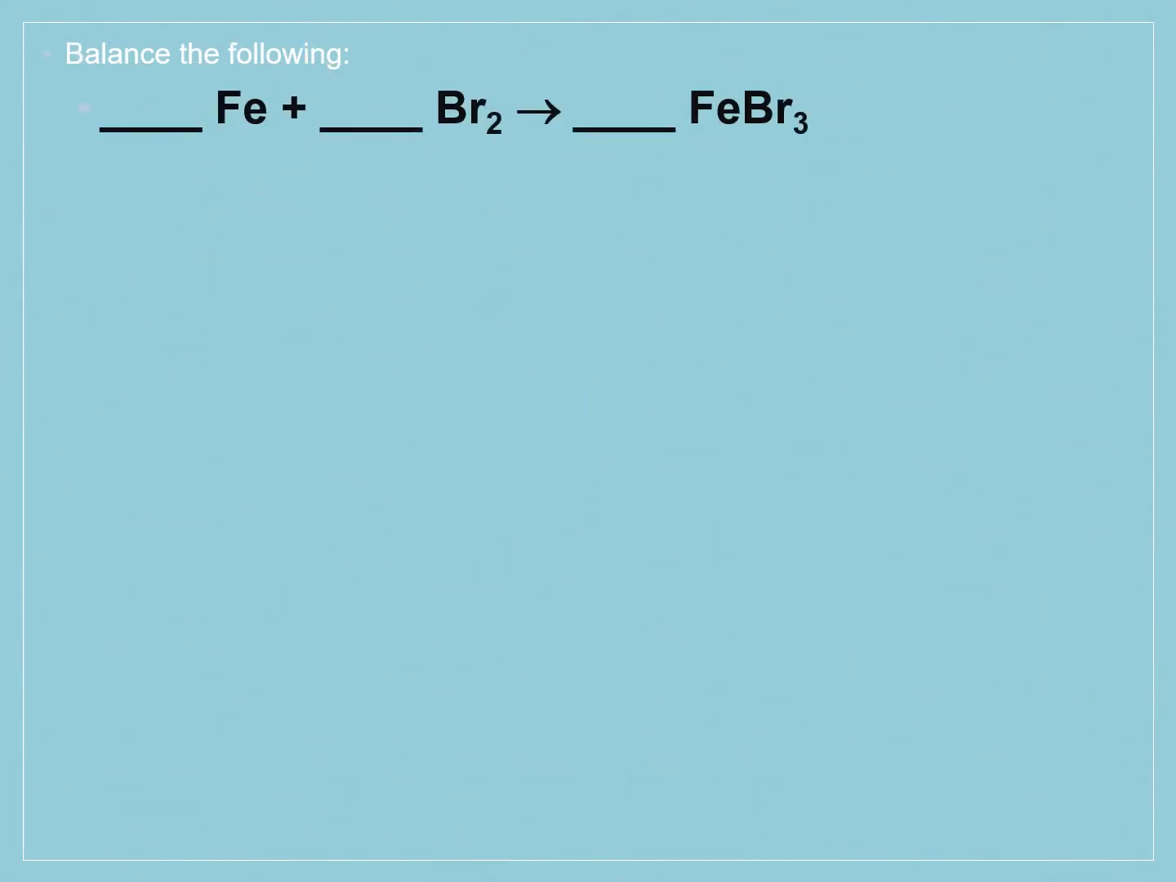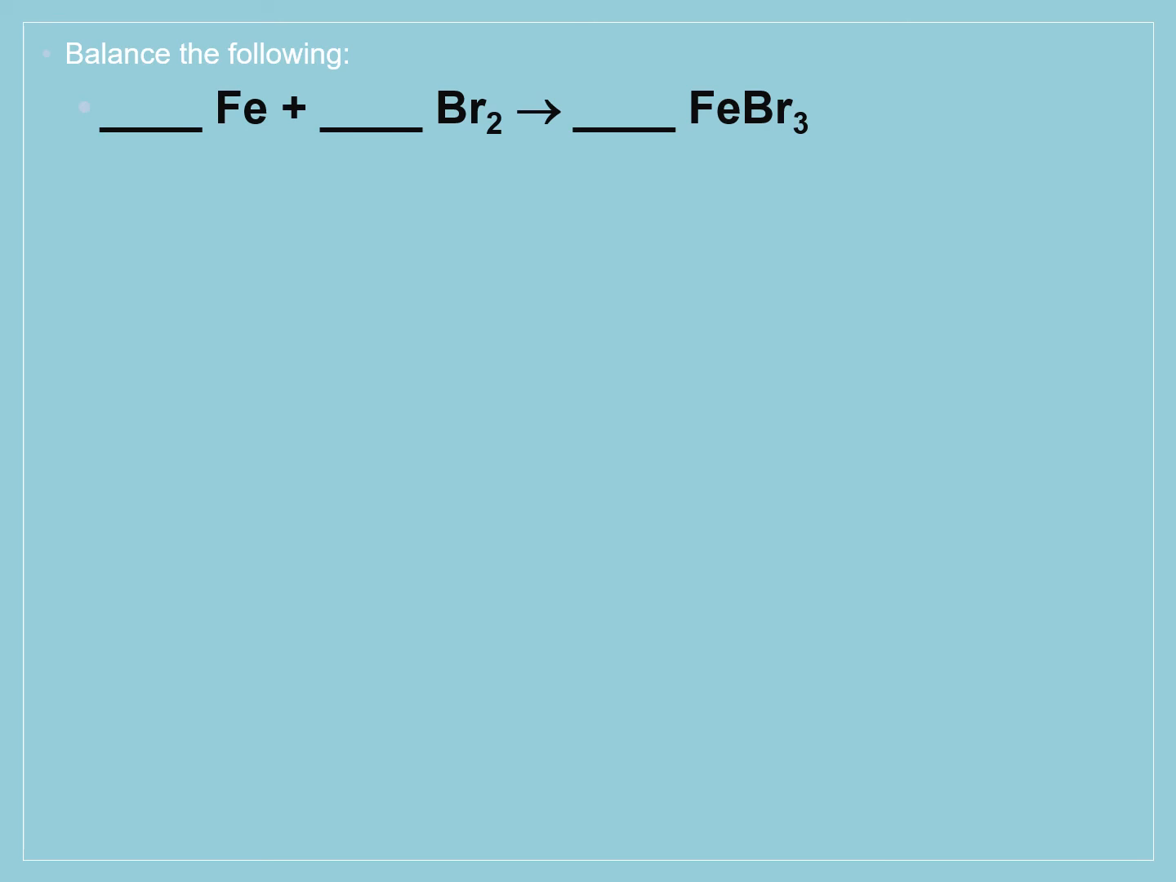Alright, let's try the first example on page number 12 in your spiral. Our goal is to balance this equation so that it obeys the law of conservation of matter. That means that the number of iron atoms on the left side, or the reactant side, are equal to the number of iron atoms on the product side.